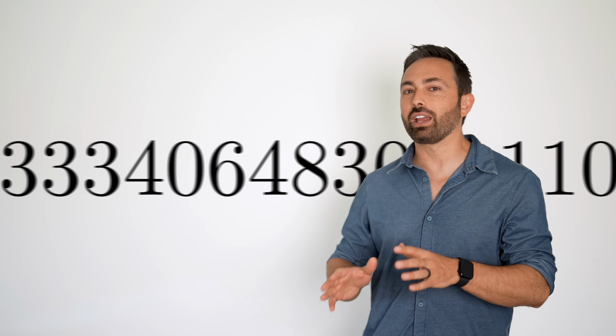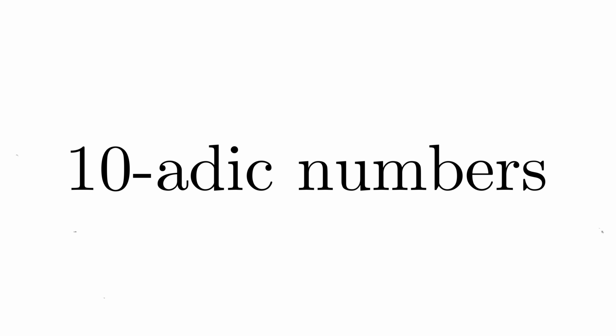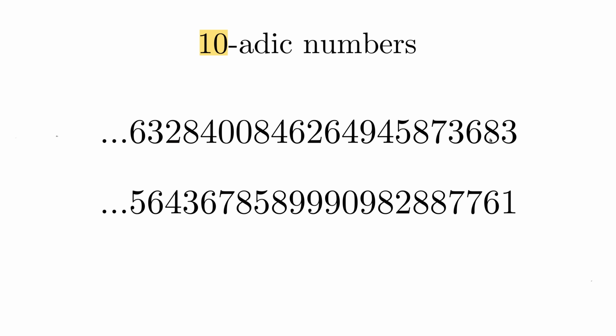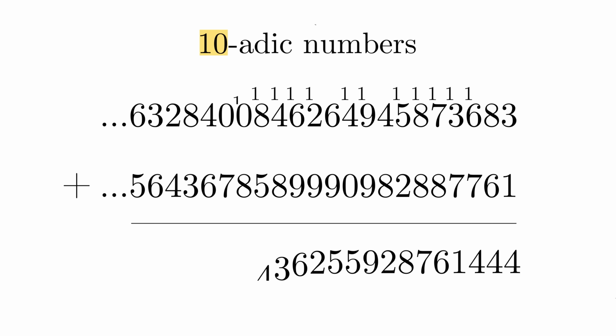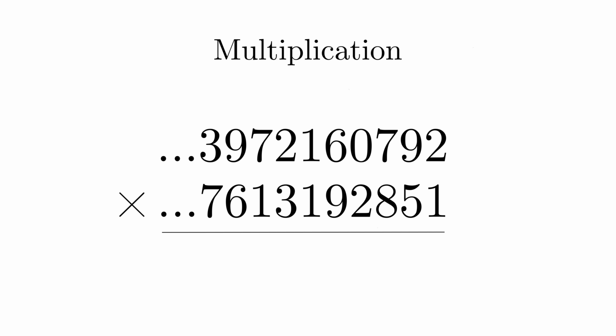So let's start by looking at the properties of the number system that includes the number we just found. We'll call these 10-adic numbers because they're written in base 10. If you have two 10-adic numbers, can you add them together? Sure, you just go digit by digit from the right to the left, adding them up as usual. Addition is not a problem.